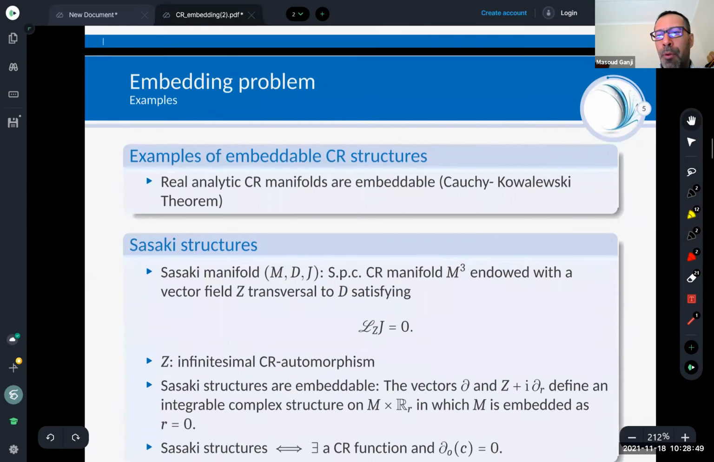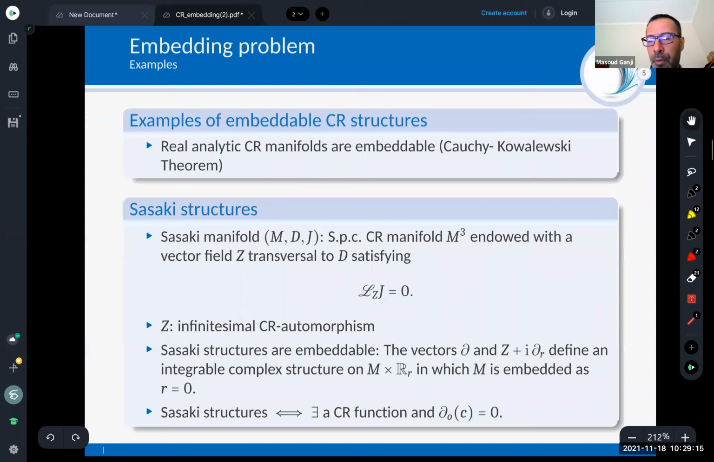So some examples of embeddable CR structures. Real analytic CR manifolds are always embeddable. Of course, the problem is local. If you are in a local chart, and everything is real analytic, by the Cauchy-Kovalevskaya theorem, you can prove that that CR manifold is always embeddable.